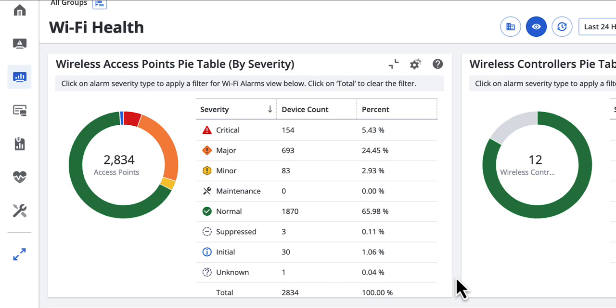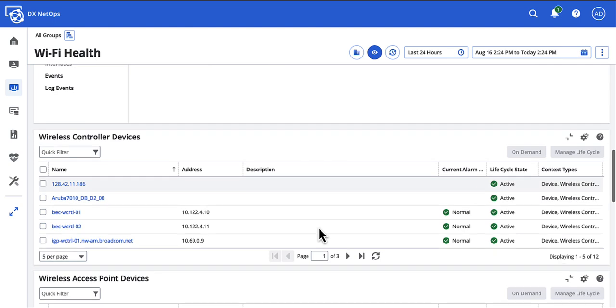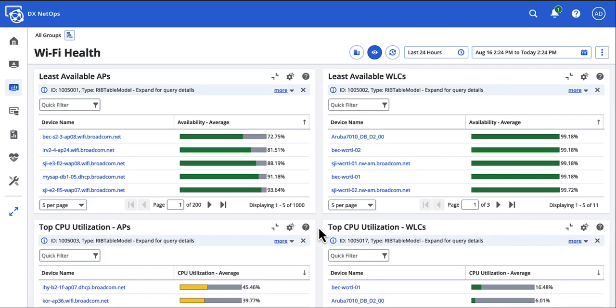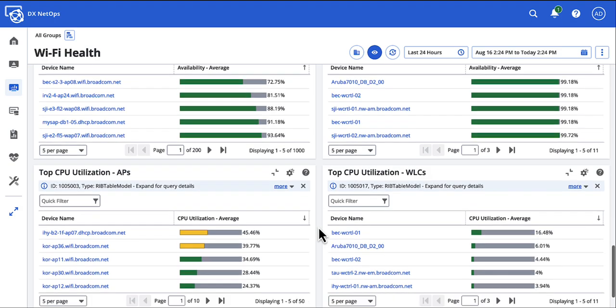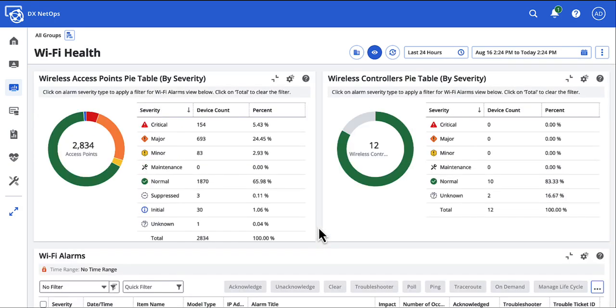He knows what are the access points that are in critical state, what are the major states, and how are the controllers. Most importantly, he can see, from a proactive side, what are the items that need his attention right now. That's in terms of Wi-Fi, the least available access points or controllers, or where there is trouble brewing with respect to CPU or memory or infrastructure utilization.